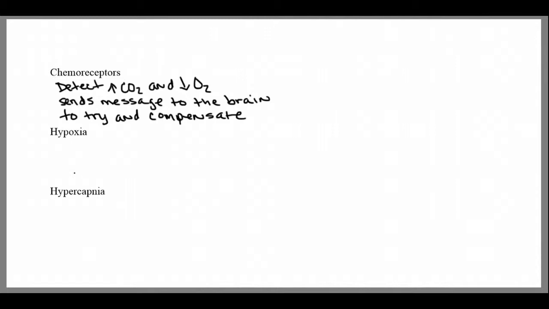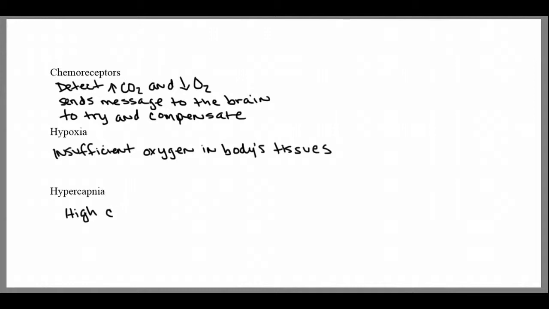Hypoxia refers to insufficient oxygen in the body's tissues. Signs of hypoxia include cyanosis, altered mental status. The patient needs to be administered oxygen right away. Hypercapnia refers to high carbon dioxide levels in the body. Symptoms of this may be subtle and include headache and drowsiness.